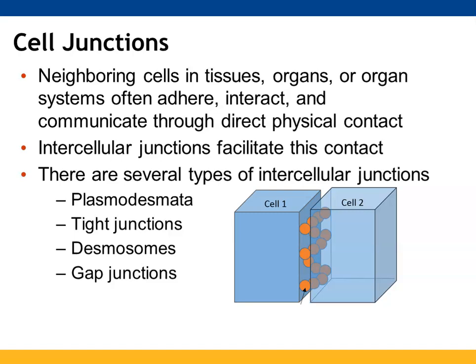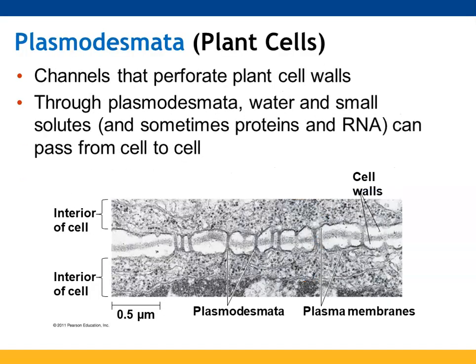So cell junctions that can form between cells and tissues or organ systems have to have a way to interact with one another. They can either be adhered to one another, they could be close to one another, or they can communicate through direct contact. And I said we were going to come back to plasmodesmata in a second. So plasmodesmata is one way, and tight junctions, desmosomes, and gap junctions are other ways that cells can communicate with adjacent cells. The plasmodesmata are only going to be found in your plant cells.